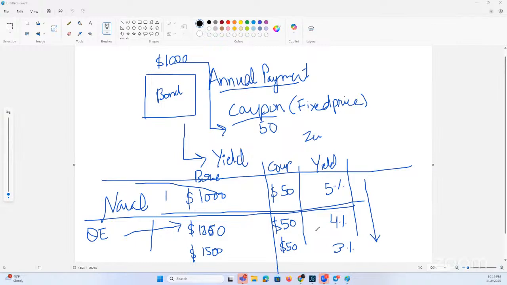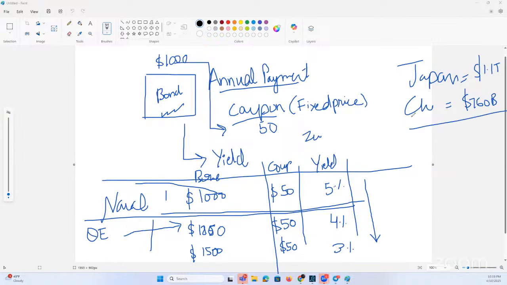Now, what is happening right now is that Japan, which has approximately $1.1 trillion of US bonds, they are the holders of this bond. China, about 760 billion roughly. Then there are many other countries which hold big chunks. Germany also has, India has about 220 billion. But these two, three countries are the biggest ones.